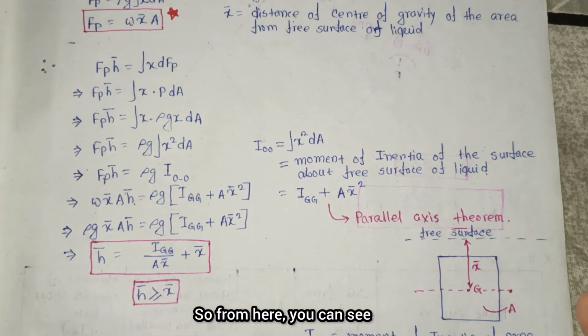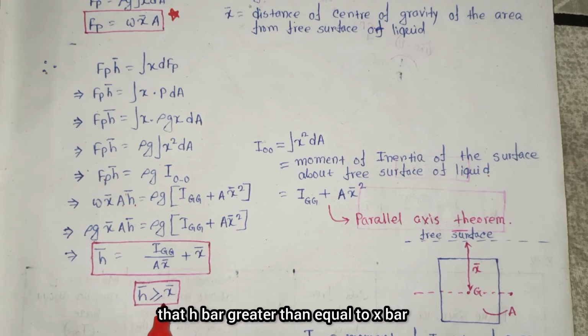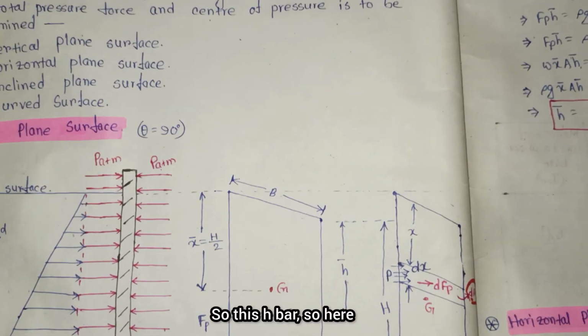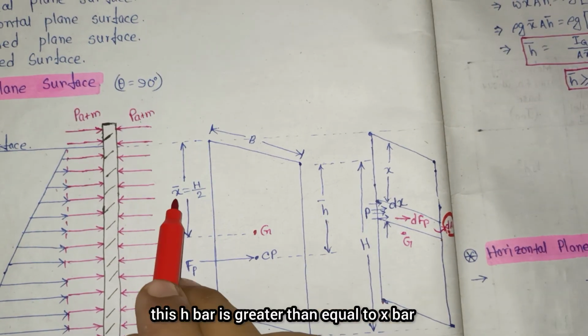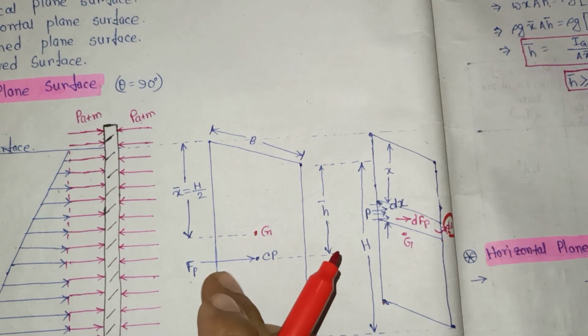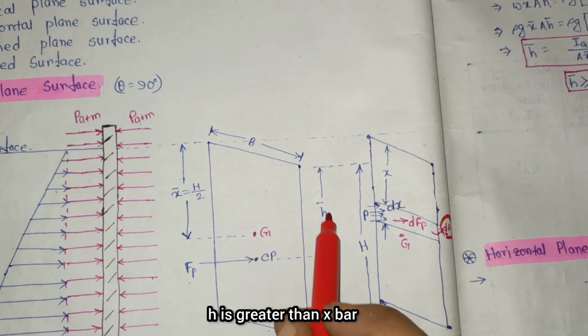So from here you can see that h bar is greater than or equal to x bar. So in that case, h bar is greater than x bar.